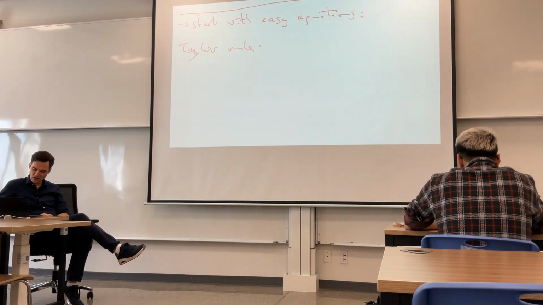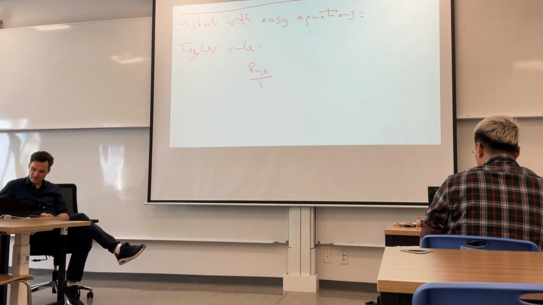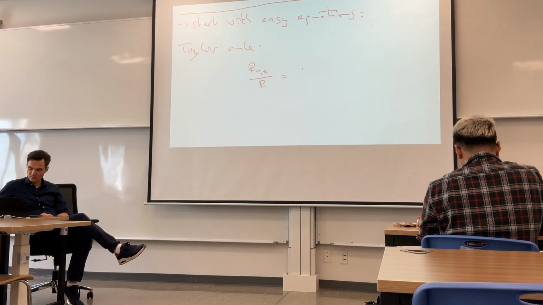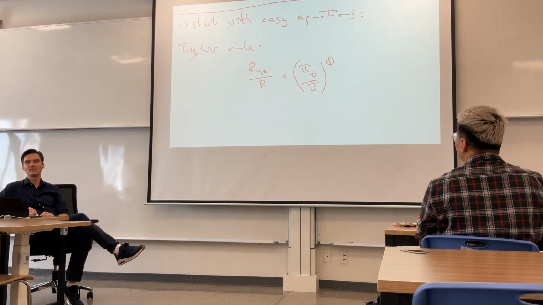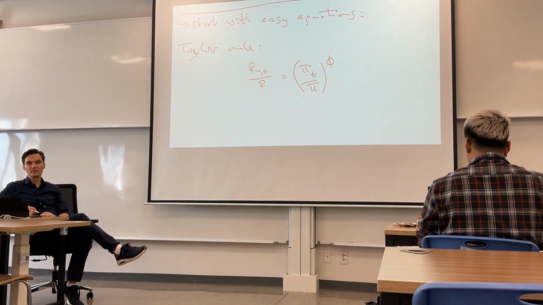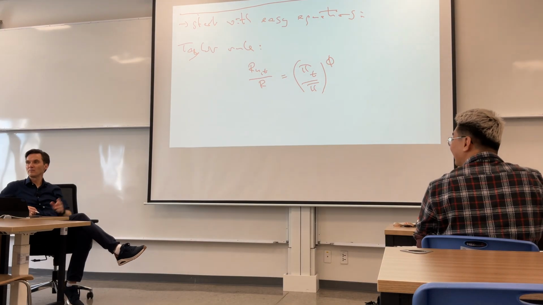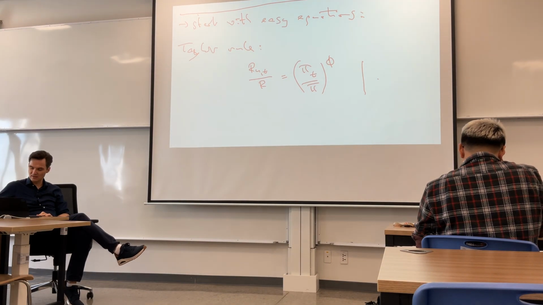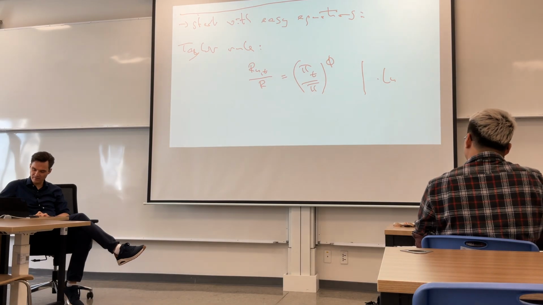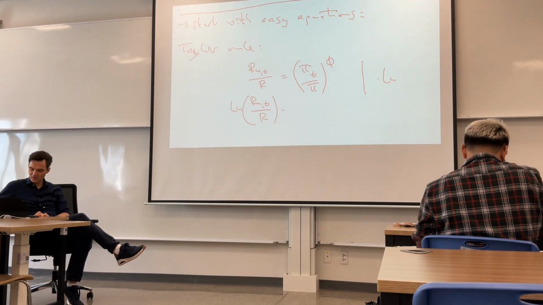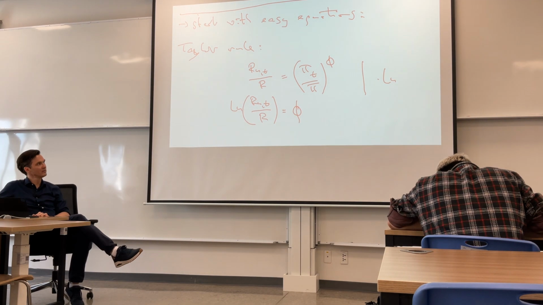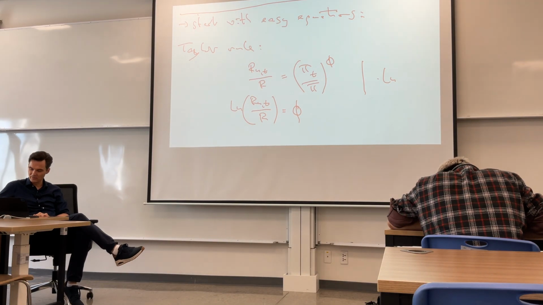The Taylor rule is R_{n,t} divided by the steady state level is equal to π_t divided by π, raised to the parameter φ. So that is this equation. Now the first thing to do is we're just taking the natural logarithm on both sides of the equation. So we take the natural logarithm on the left and the right. That gives us the logarithm of R_{n,t} divided by R is equal to, and now by the magic of logarithms, the exponent comes down, and this is φ times the logarithm of π_t divided by π.